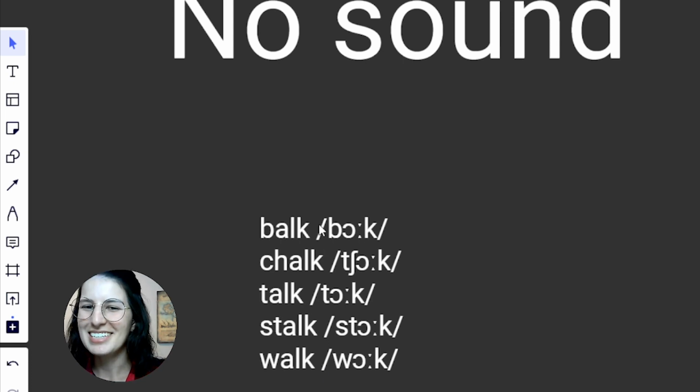Very good. So when we have a word that has an L and it ends in a K, we don't actually say the L, as in a dark L or a light L. Not at all. We just say an O. This representation here, this letter over here, is the O. So balk, chalk, talk, stalk, walk.